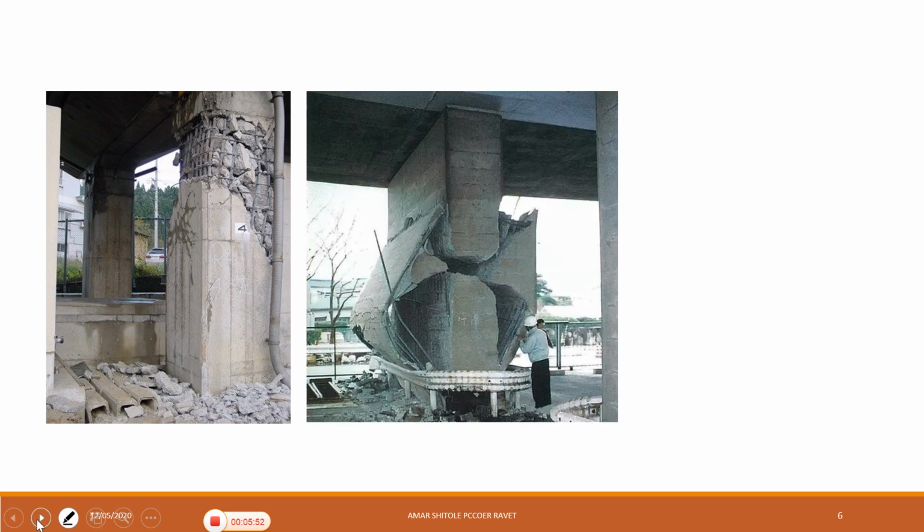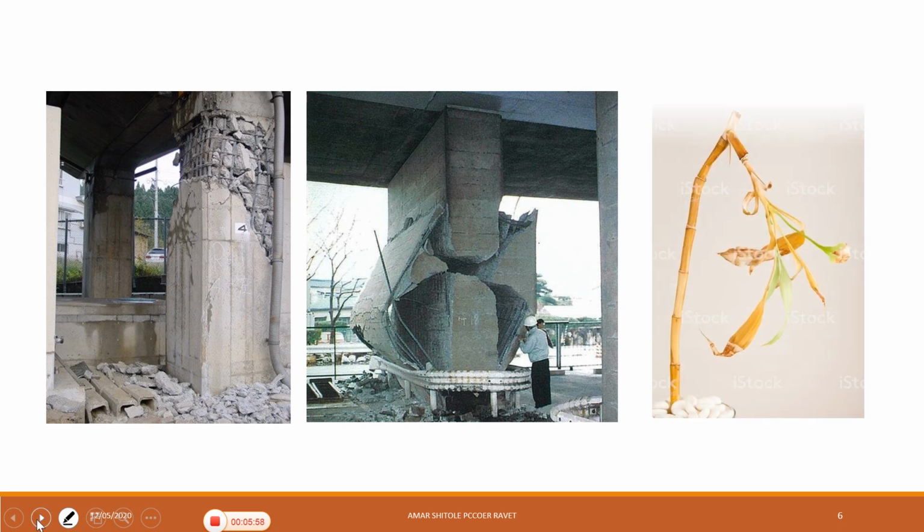This column fails under both pure compression as well as bending. And third is the elastic failure, as we are not going to design any column for this failure where the slenderness ratio is more than 30. So I explained this concept just with the help of this bamboo tree.